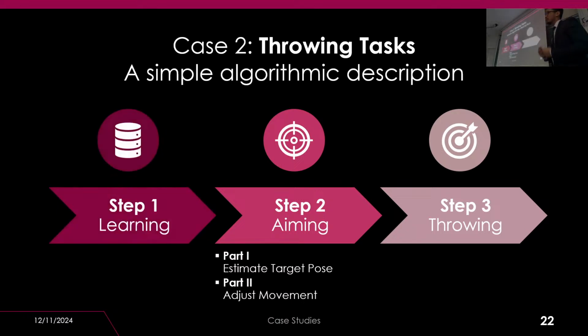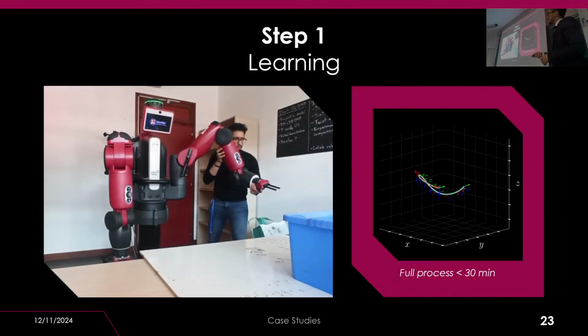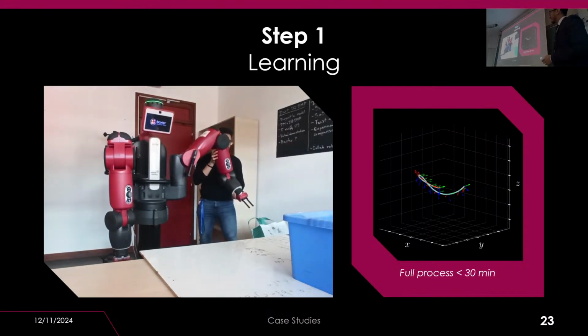The step of learning, where I teach the robot how I would toss an object, how I would throw it. The step of aiming, where the robot takes the learned primitive, the learned movement, and adapts it by aiming towards a given target. And finally, the throwing, the execution of the movement after being adapted, so that a given projectile hits a target. In terms of learning, as I mentioned, it is very easy to demonstrate by using the zero gravity mode of our lovely robot, Baxter.